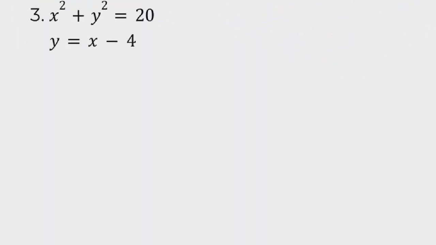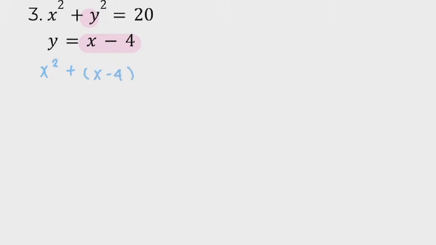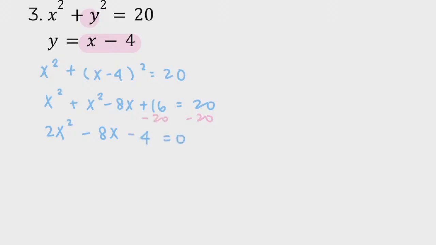Okay, number 3. Again, we're solving by substitution. So we're going to be plugging in x minus 4 for y. So that'll be x squared plus (x minus 4) squared equals 20. So that's x squared plus x squared minus 8x plus 16 equals 20. Then we'll want to combine like terms and move everything to the left. So that's 2x squared minus 8x, and I'm going to be subtracting 20. So that'll be negative 4 equals 0. The GCF we can factor out is 2. So that'll be x squared minus 4x minus 2 equals 0.